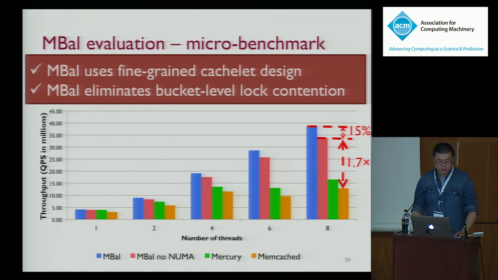This is because Memcached contends for hash table bucket level locks, whereas MBal's horizontal partitioning design eliminates such kind of lock contention.